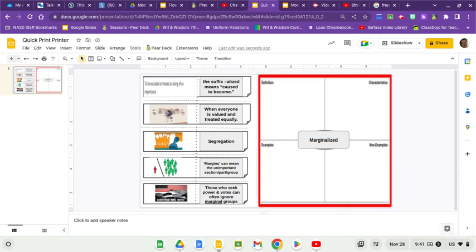Oh, welcome back. We're taking a deep dive with this word marginalized because we need to know this word if we're going to write an essay, a TDA, about this article, Mr. Benjamin. So let's get to it.